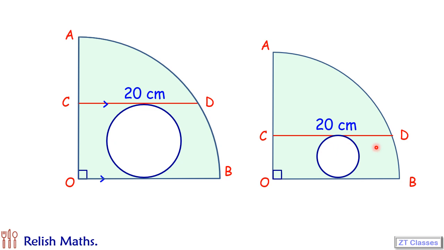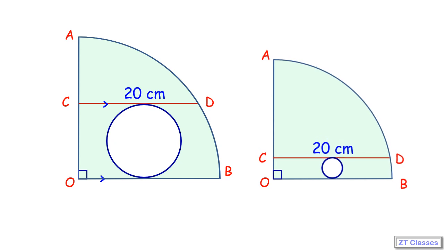We have kept the length of CD the same, and thus the area of shaded region should remain the same. The CD is approaching towards OB, which is the radius of bigger circle. Reducing the inner circle radius further, we have kept the length CD the same 20 centimeter. Thus the area of shaded region should remain the same. Let's reduce the inner circle diameter further.